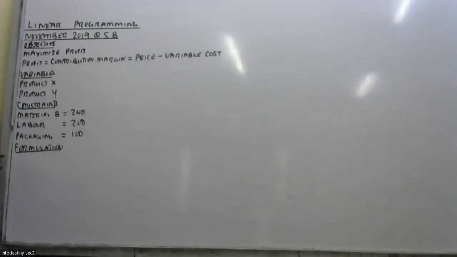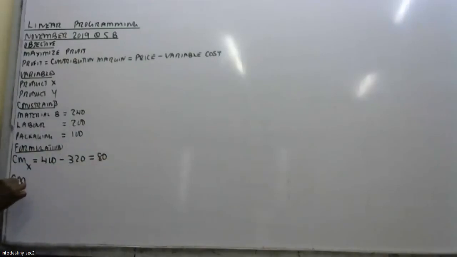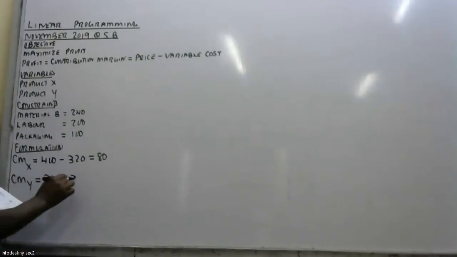So formulation, let's first of all compute the contribution margin of product X. Contribution margin of product X, it is the selling price of 400 minus the variable cost. You can see the variable cost when they are added together, they are going to be 320. So that gives you 80. Contribution margin of Y, it is 360. When they are added together, the variable cost is 300. So the contribution margin is 60.